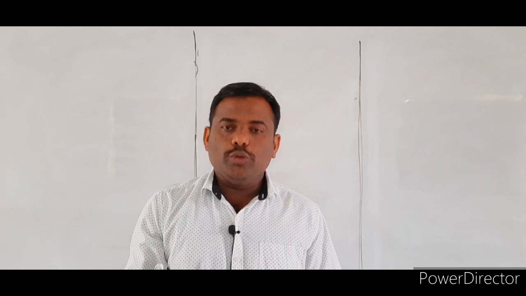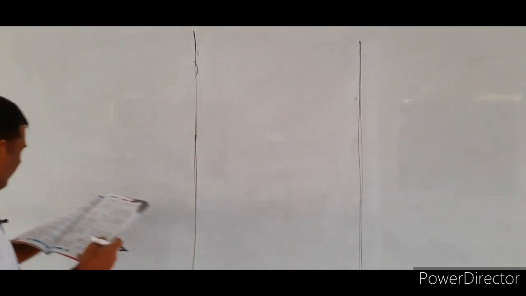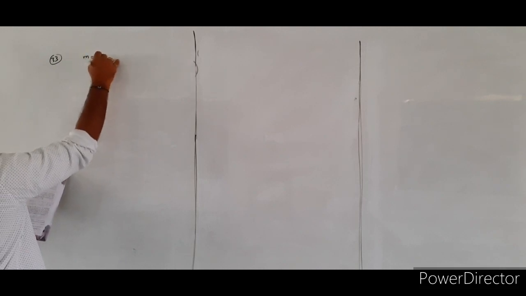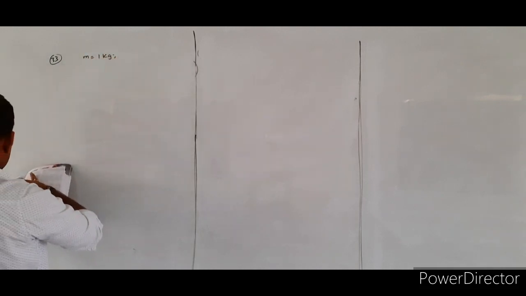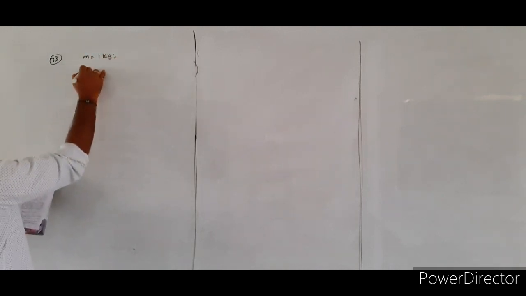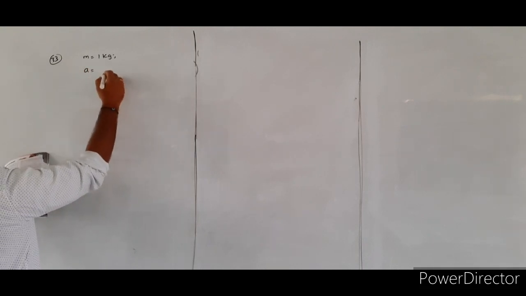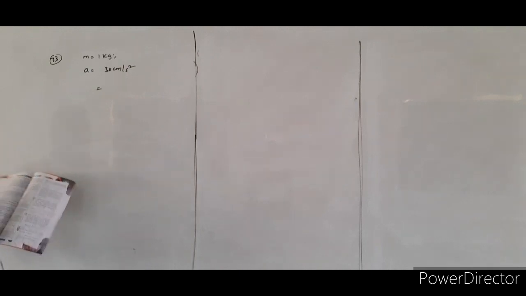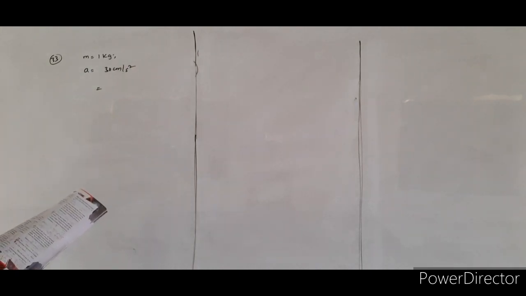The work done to be. So, what are the given data? First we will write 33. Mass of the body is given as 1 kg. Acceleration value is equal to 30 centimeter per second square.